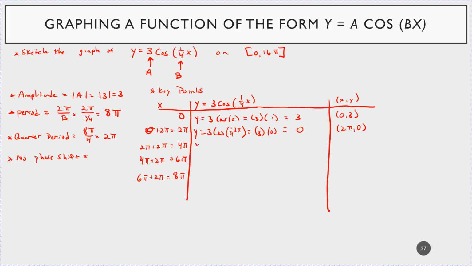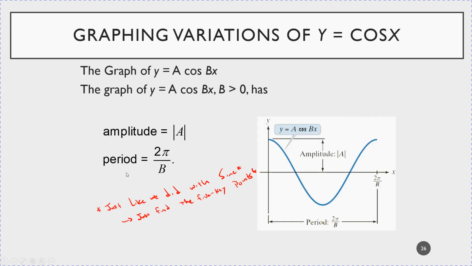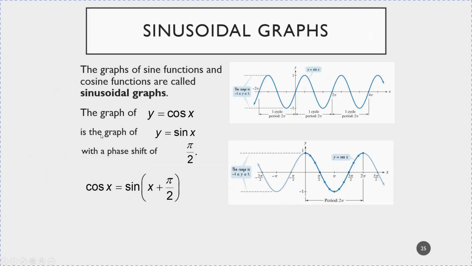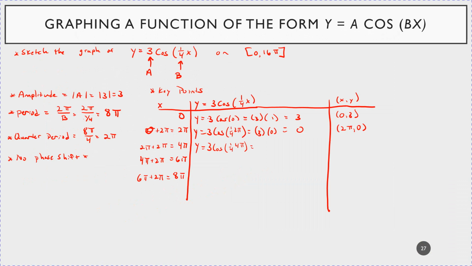And then you're just going to keep going. y is equal to 3 times cosine of 1/4 times 4 pi. So that's just cosine of pi, right? And what is cosine of pi? You know, if you need to go back, cosine of pi, boom, is -1. So this is -3. So my next test point is 4 pi, comma -3.